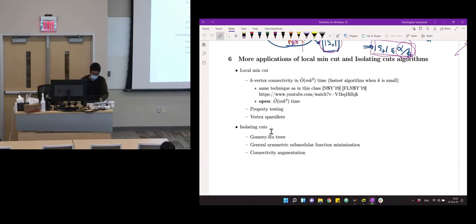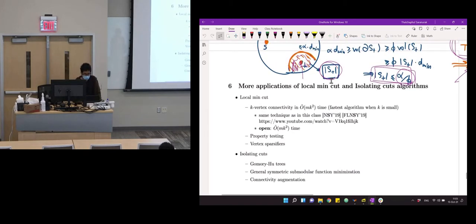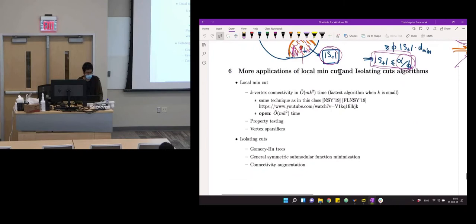Okay, so I'm just going to briefly review what we talked about this week. We have seen a bunch of applications of these two subroutines, one of which is local min cut and one is isolating cut.